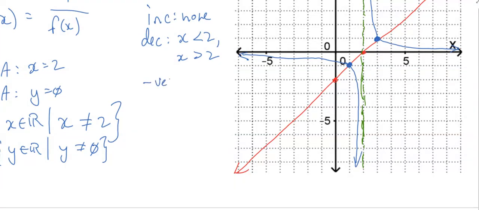So where is this one negative? Let's start with negative, I guess. All the way up to the asymptote, it's always below the x-axis there. So when x is less than 2, and where is it positive? Everywhere after the asymptote. Not equal to 2, the graph doesn't exist at 2.